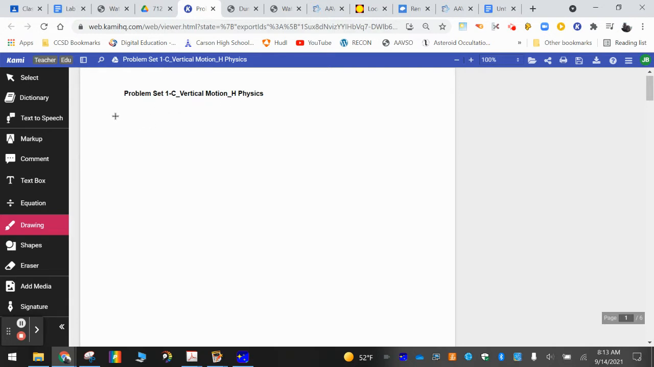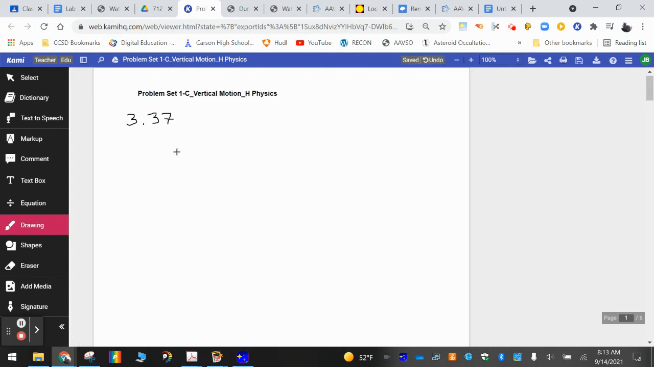And the first question here is 3.37. Before we start the problem, let's look and see what is given. It says, what is the speed of a 2.5 kilogram mass after it has fallen from rest through a distance of 12 meters?